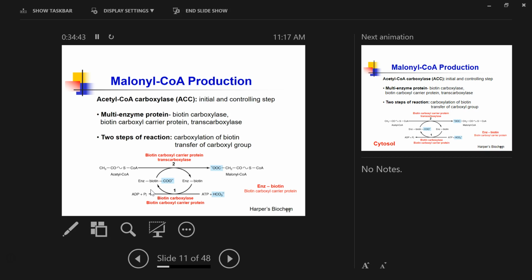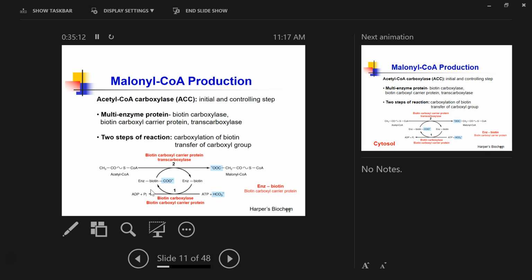The enzyme biotin is basically the biotin carboxyl carrier protein, right? So first, the carboxyl group, initially from bicarbonate, is transferred to biotin. This is the first reaction, catalyzed by these two proteins or enzymes.